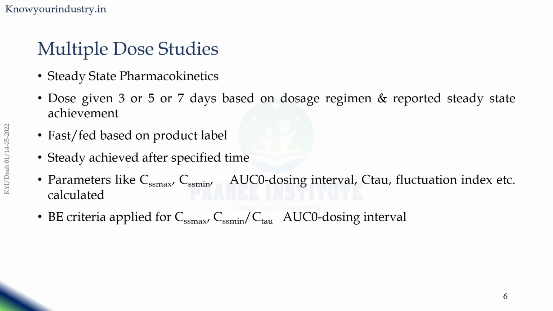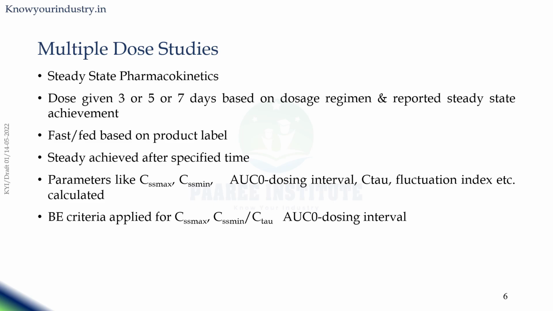Here are the multiple dose studies. I explained in the previous slide, it is used to assess the steady state pharmacokinetics. The dose will be given for 3 or 5 or 7 days based on the dosage regimen and the reported steady state achievement. So it depends on the half-life and accumulation. The steady state will be achieved in 3 or 5 or 7 days.